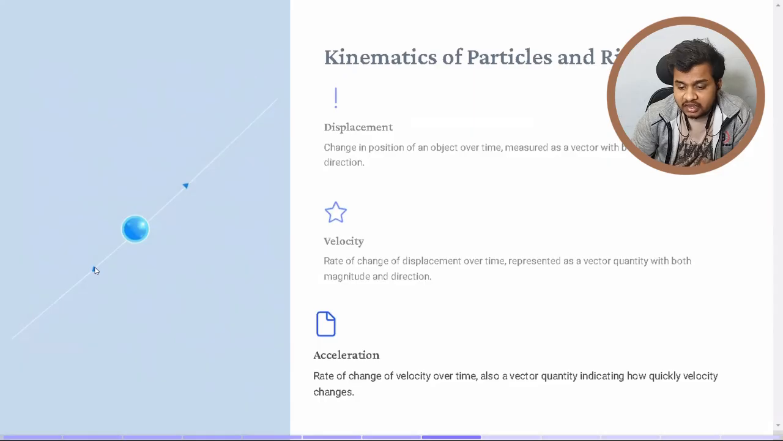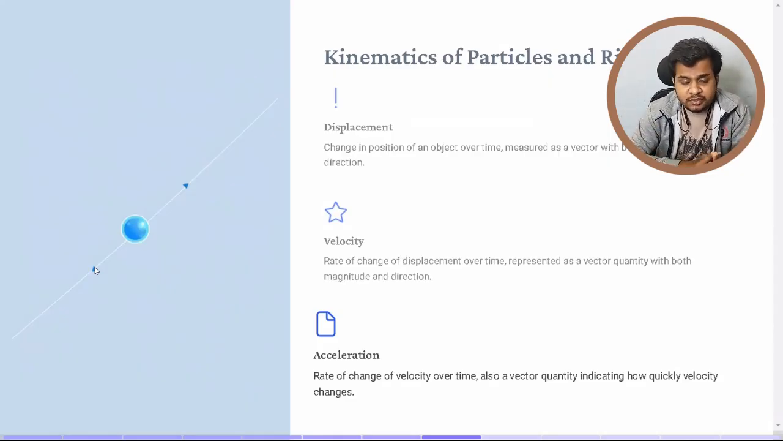We have also seen this in the slides. And this is acceleration: the rate of change of velocity over time, also a vector quantity, indicating how quickly velocity changes. These are the kinematics of particles: the displacement, the velocity, and the acceleration.